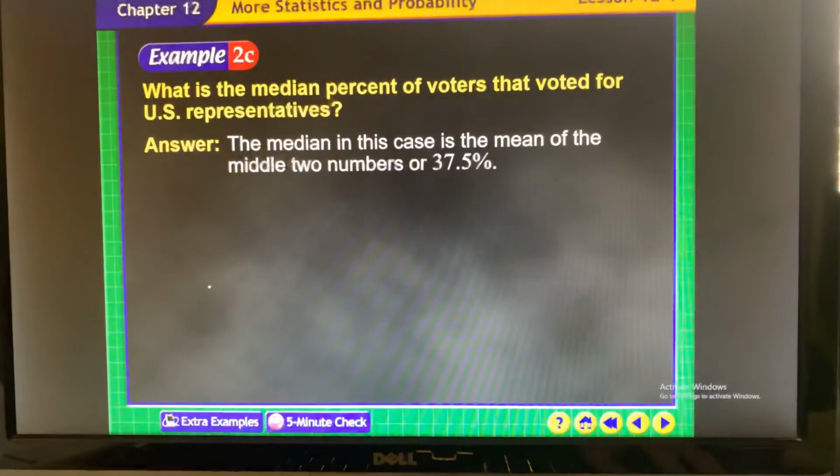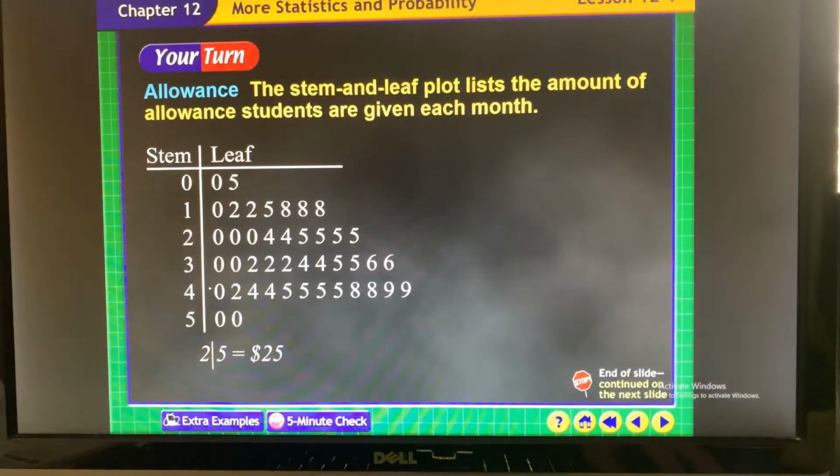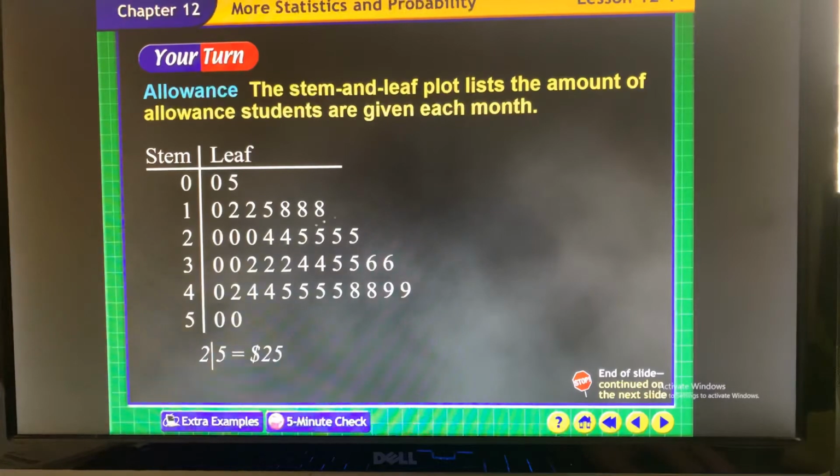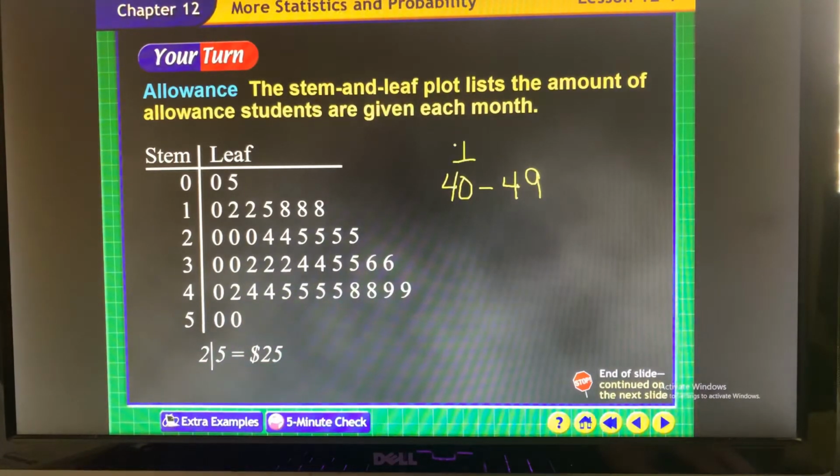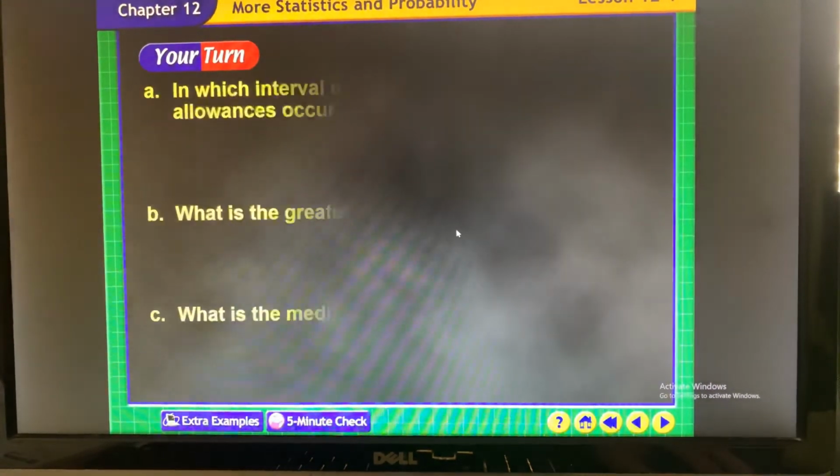And then if I asked you for the median, we would find the middle number. This is the amount of allowance given. If I asked you what is the greatest amount of allowance given, you would say $50. If I said least, that'd be $0. I don't know who's getting $50. If I asked you for the median, you would find the middle number. And then if I said what is the greatest interval of dollars earned, it would be 40 to 49. Remember, that's an interval. That's a test question, and it's often missed because students don't know what interval means. So make sure you pay attention to that question. There you go.